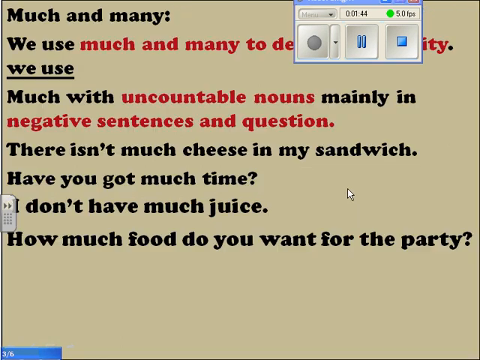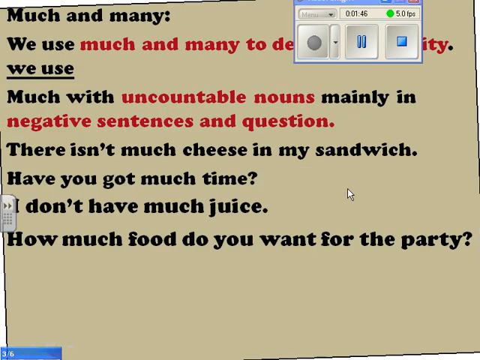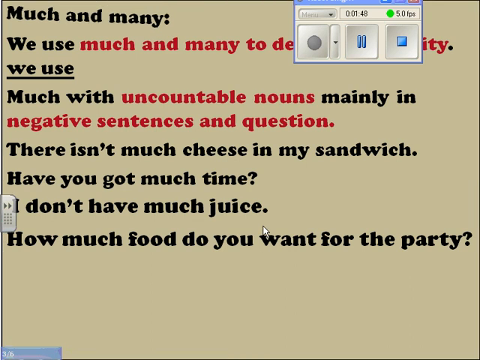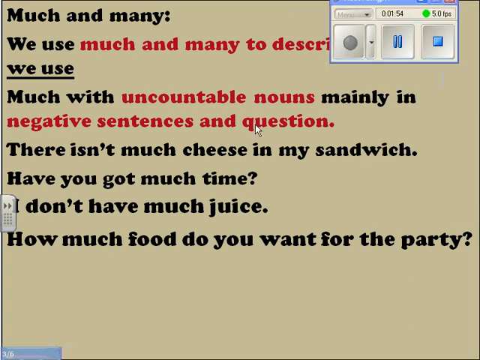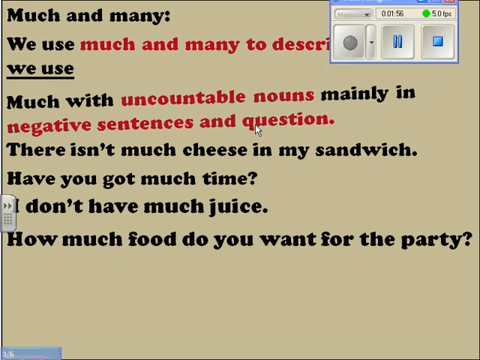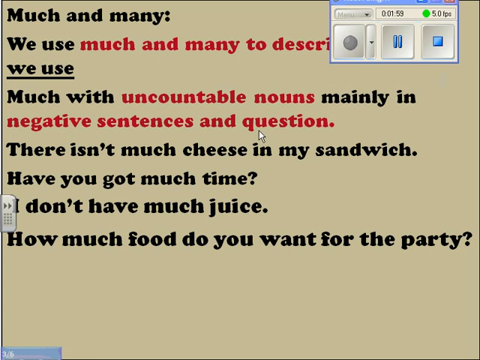Okay. Let's move to much and many. We use much and many to describe quantity. We use much with uncountable nouns and mainly in negative sentences and questions. As we said before, uncountable nouns means things that you can't count. For example, there isn't much cheese in my sandwich.